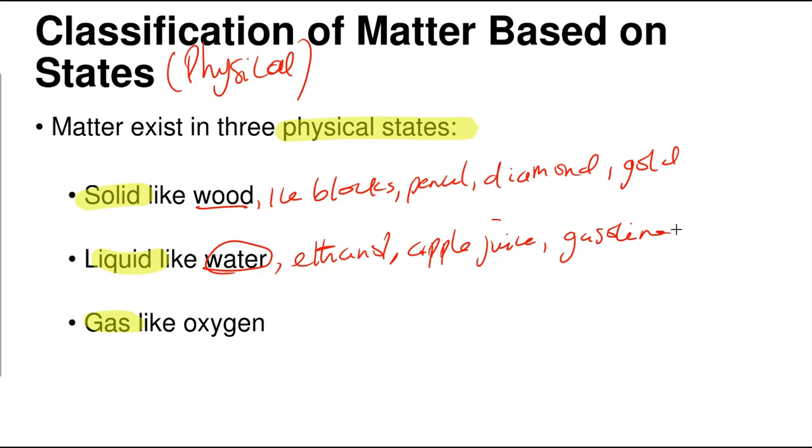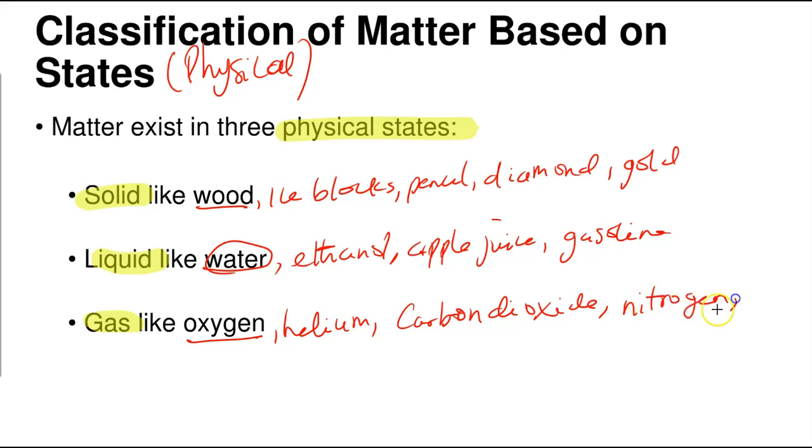And what about gaseous matter? Oxygen is here already. The examples include helium, a good common example. Then carbon dioxide, the gas we breathe out. Nitrogen. Fluorine. Etc. So those are common examples of matter.